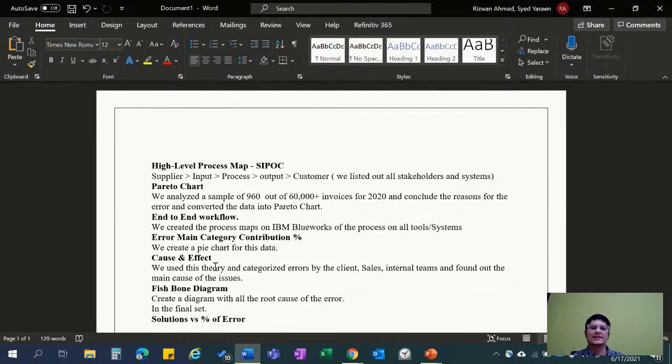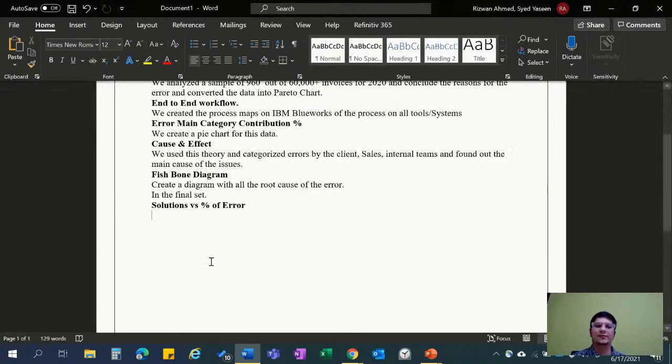And what we created is the cause and effect. So essentially, we categorized the client, the sales, the internal teams, and found out the main reason for the issue. So we used the cause and effect technique that we just looked at, and we looked at the fishbone. We wanted a visual representation of what is the cause and what is the effect to the problem. And with all of these tools that we used, we mapped out the solutions.